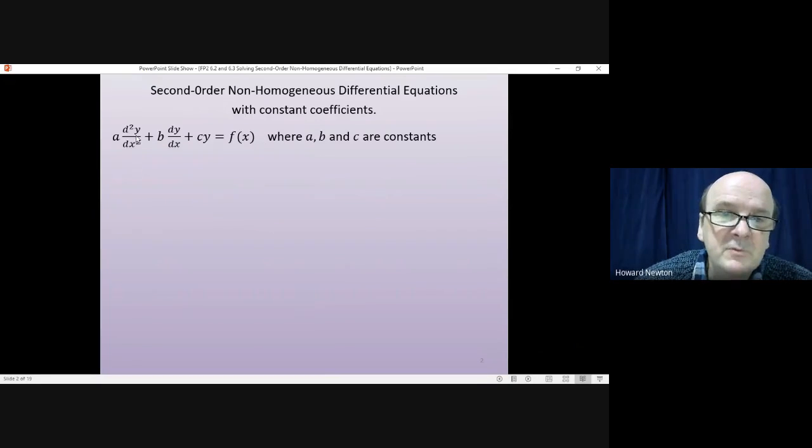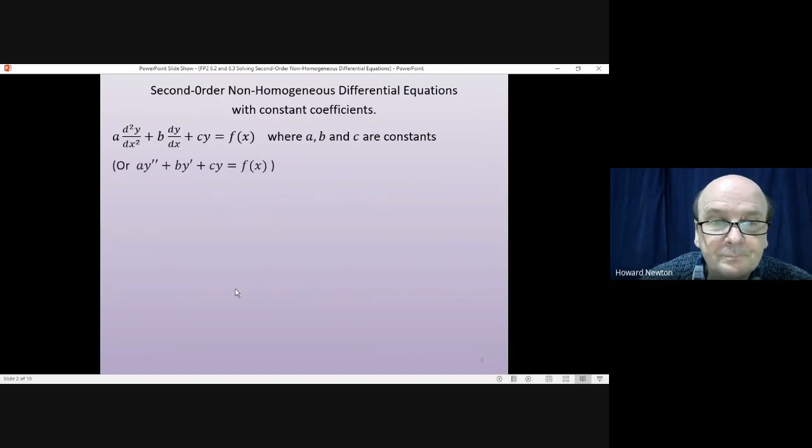Second order means that we've got d2y by dx squared involved in the equation. Non-homogeneous, because we now have a function of x on the right-hand side, not just 0. And the constant coefficients are the values a, b, and c here, which are all just constants. Sometimes in terms of notation, you might see it written down like this, which is quite similar to what you see in function language when you have f double dashed of x.